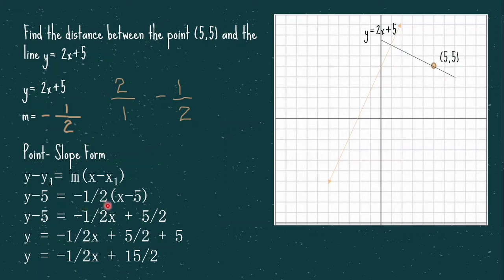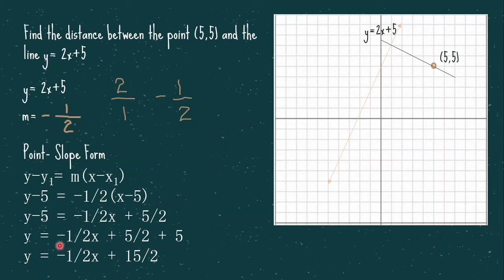Multiply -1/2 by x. This will become -1/2 x. Multiply -1/2 by -5, and that will be equal to +5 over 2, or 5/2. Then this -5 right here, you can combine this with 5/2. So you transfer this one right here.